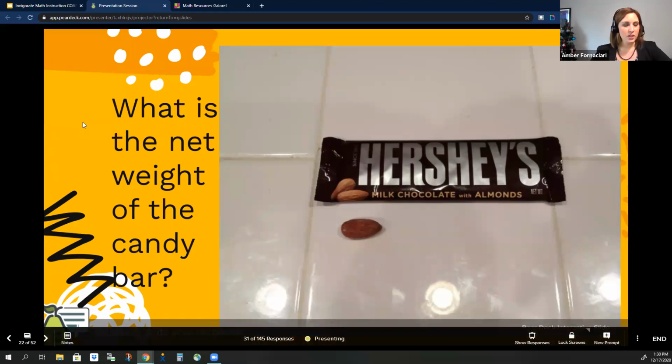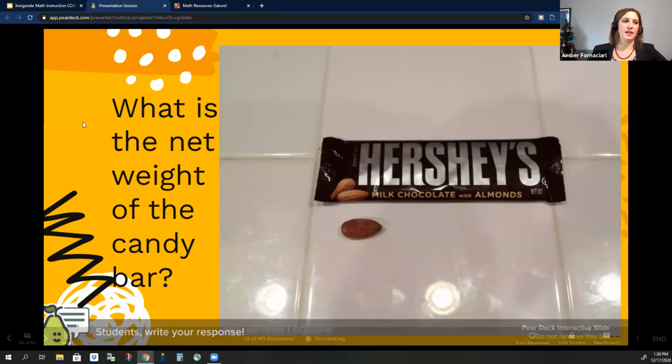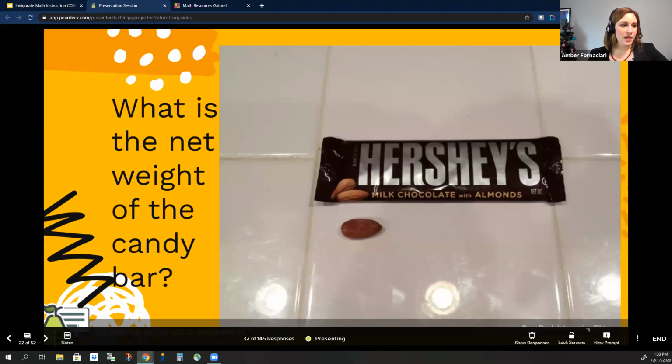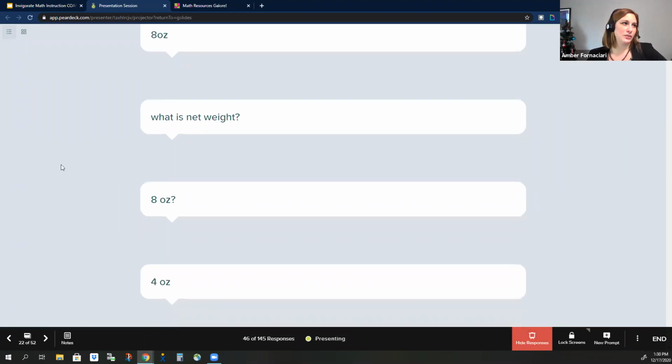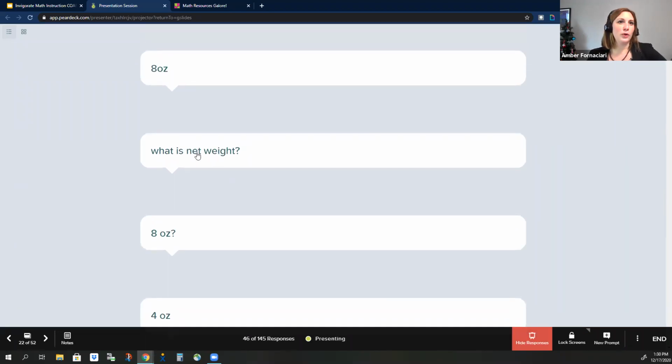Hey friends, in the chat, if you want your comment to go out to everybody, make sure you're marking all panelists and attendees. If you're in my Pear Deck with me, I've got about 32 of you. I'm going to show the responses. Thomas, I love your response. 8 ounces before I eat it. 190 pounds after I eat it. Ooh, 8 ounces. Ooh, I love this.